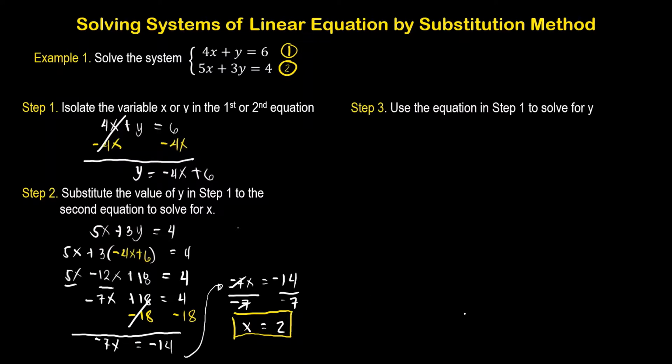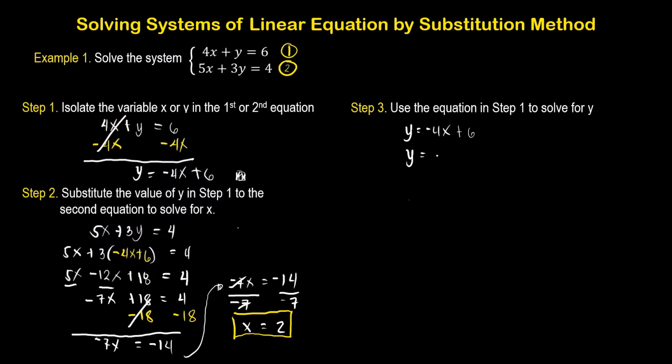And yan ang step 3 natin na kung saan gagamitin natin ang equation in step 1 to solve for y. So that means gagamitin natin to para ma-solve natin yung value ng y natin. So i-copy lang muna natin to. Y is equal to negative 4x plus 6. Then of course, we just need to plug in the value of x na nakuha natin sa step 2, which is equal to 2 to solve for y.